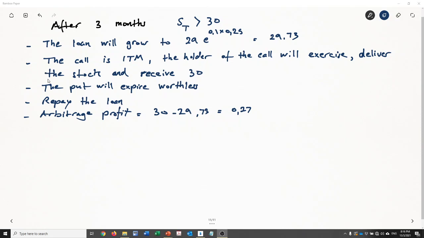How about the put option? Since ST is greater than 30, the put option will expire worthless. I will use this 30 to repay the loan, and I'm ready to calculate my arbitrage profit. I received 30, I paid 29.73, so the net profit will be 0.27.